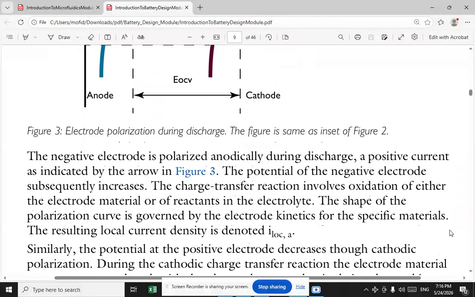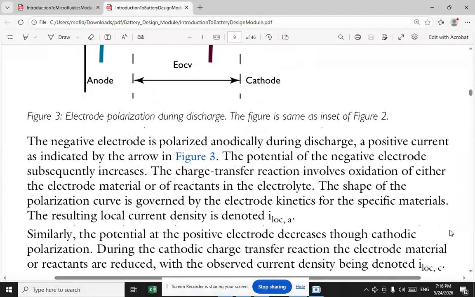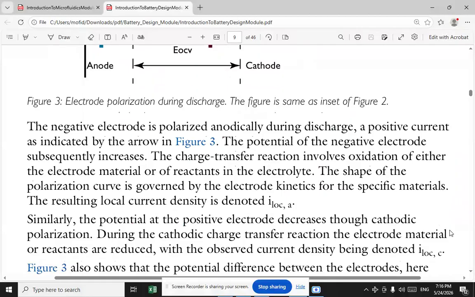The negative electrode is polarized anodically during discharge of positive current, as indicated by the arrow in Figure 3. The potential of the negative electrode subsequently increases. The charge transfer reaction involves oxidation of either the electrode material or a reactant in the electrolyte. The shape of the polarization curve is governed by the electrode kinetics for the specific materials. The resulting local current density is denoted as I_local.